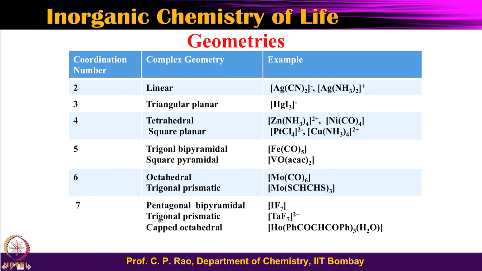And for 7 coordination, you have a pentagonal bipyramid. What does it mean? 5 in one plane, and 2, one above, one below. So, 5 plus 2, that is 7. So, pentagonal bipyramid, okay. Trigonal prismatic, and an example is the TaF7 2 minus, and then capped octahedron. So, the capped octahedron is an example where the primary coordination type is the octahedron.